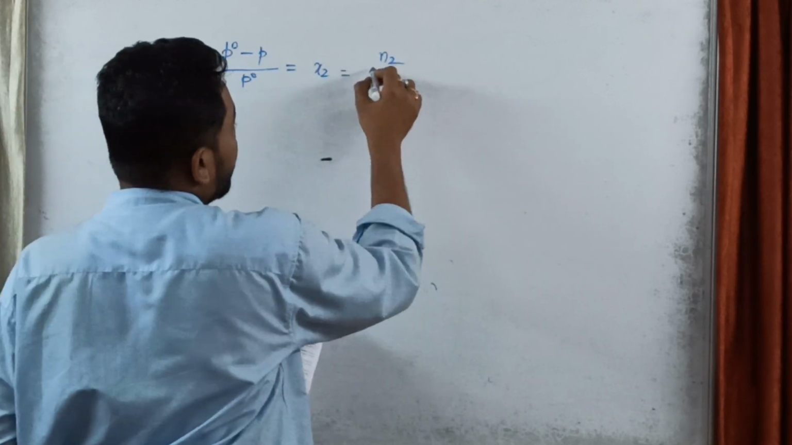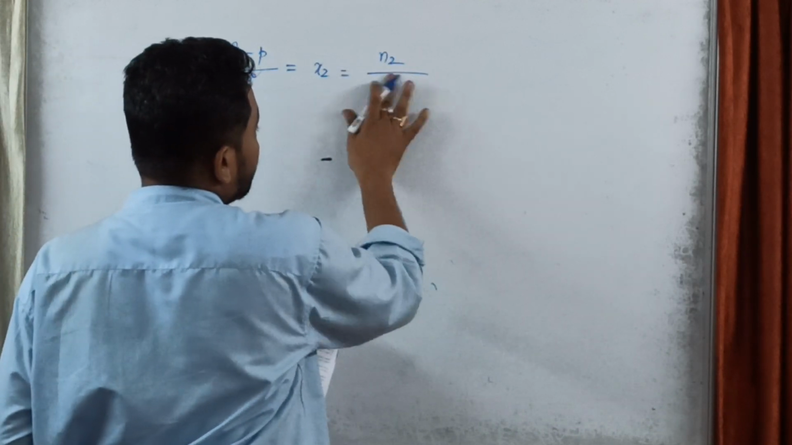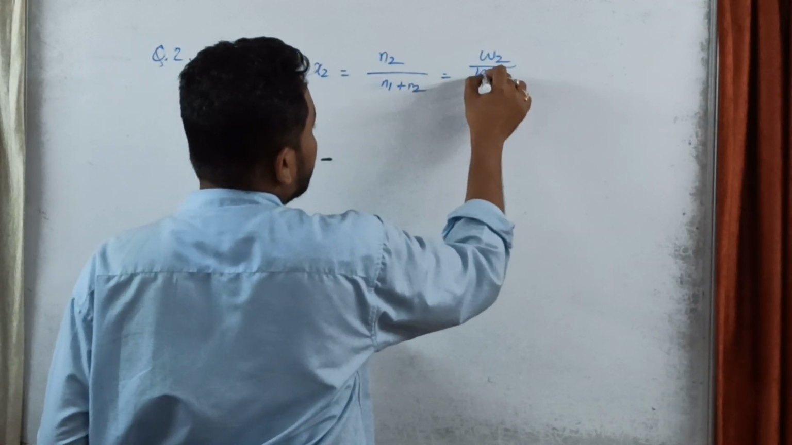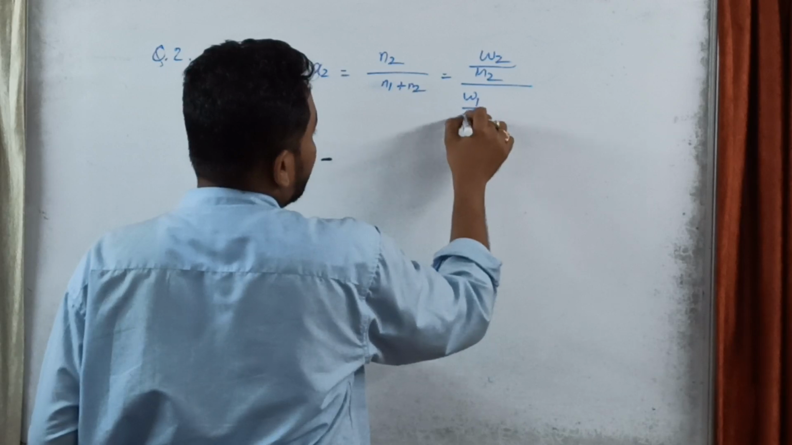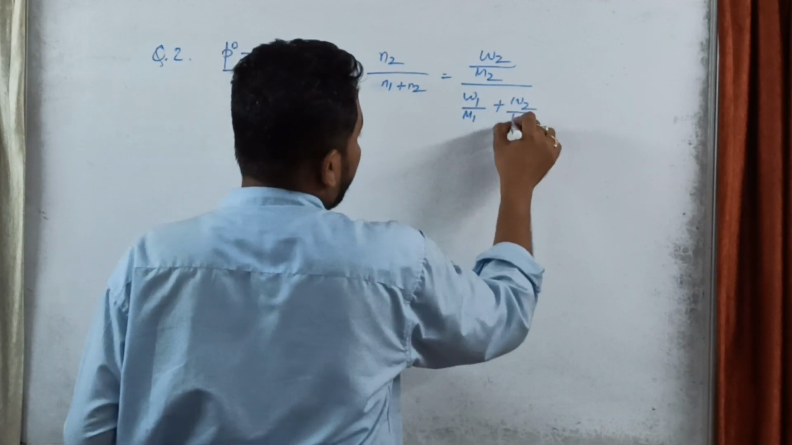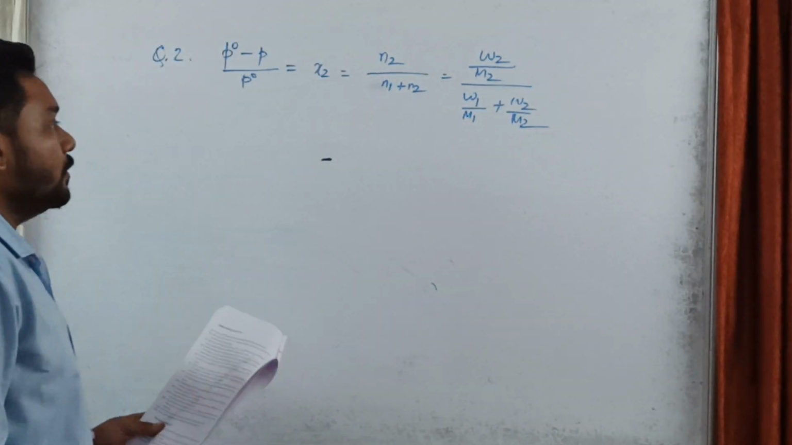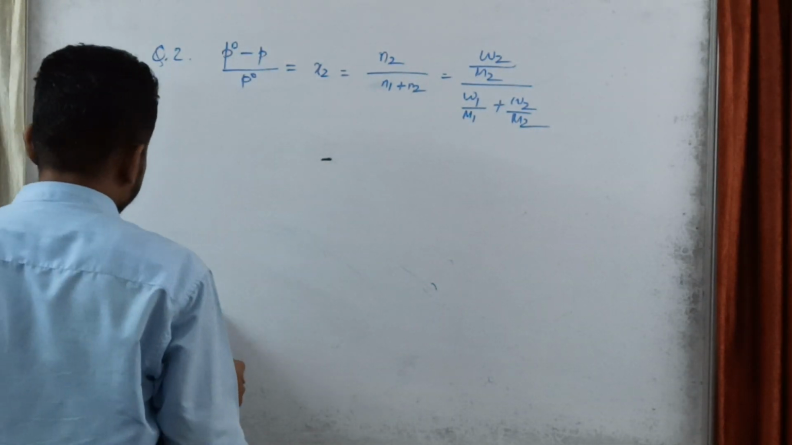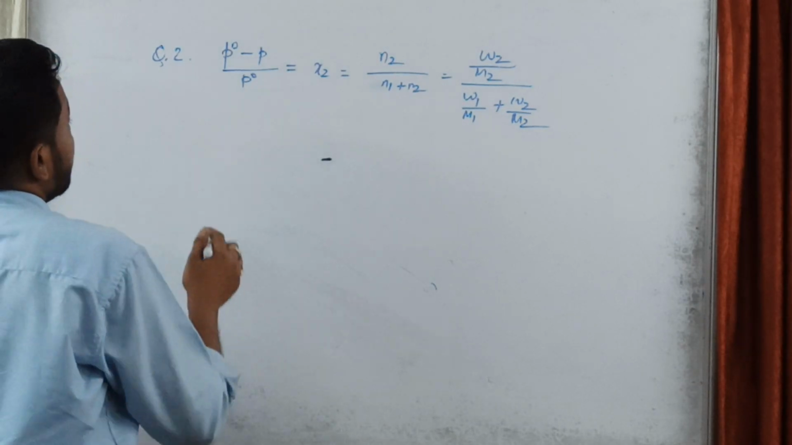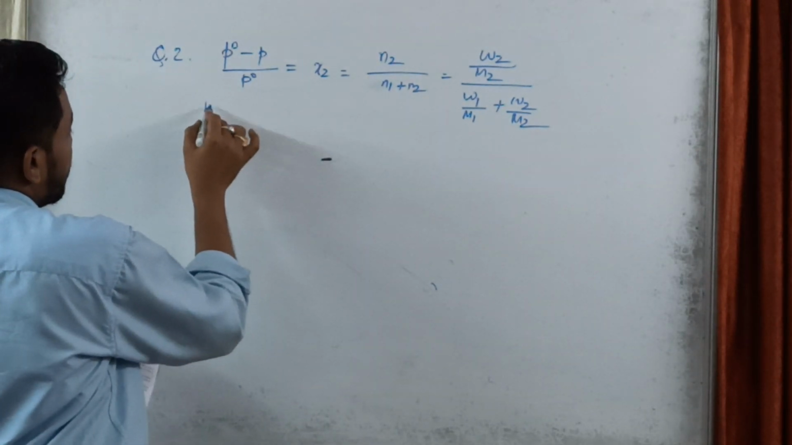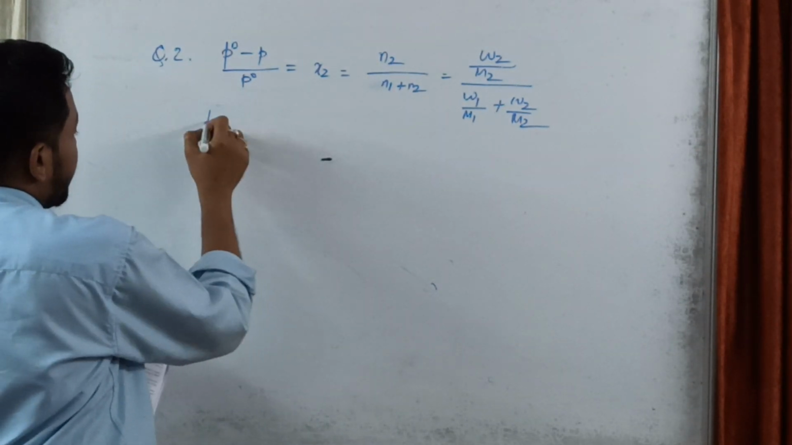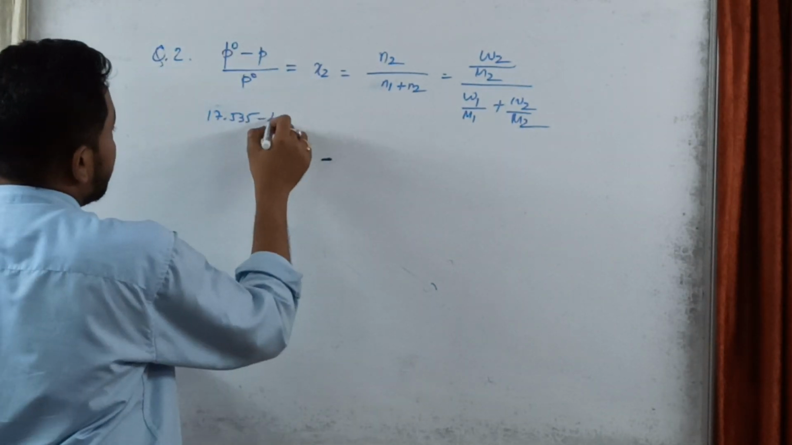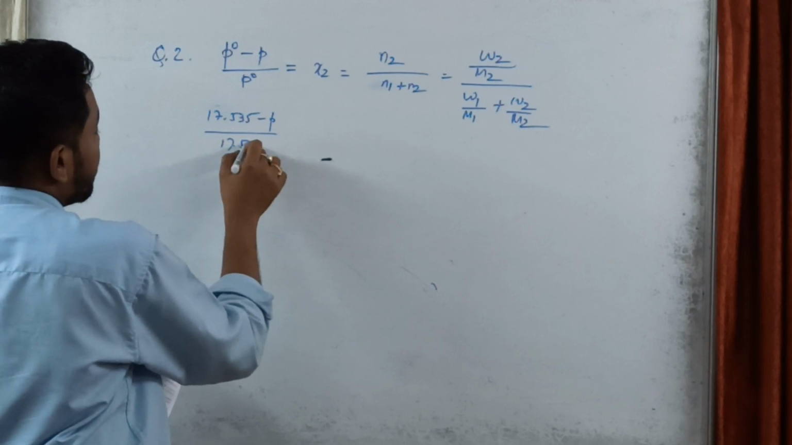X2 can be written as N2 by N1 plus N2. Now N2 further can be written as W2 by M2 divided by W1 by M1 plus W2 by M2. Now in your question P0 is given as 17.535. They want to know the P. So P0 is 17.535, minus P, by again 17.535.